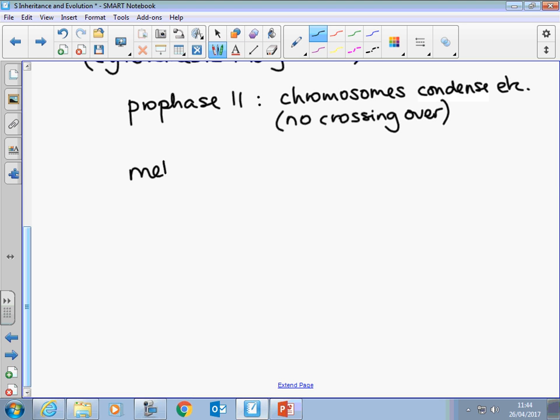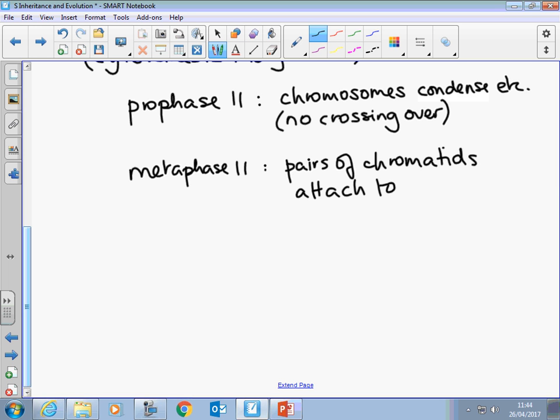Metaphase 2, we haven't got bivalence now, but each of those chromosomes is a pair of chromatids. So pairs of chromatids attach to the equator of the spindle. Let's just put equator, because I'm sure we can get the rest of that. Anaphase.